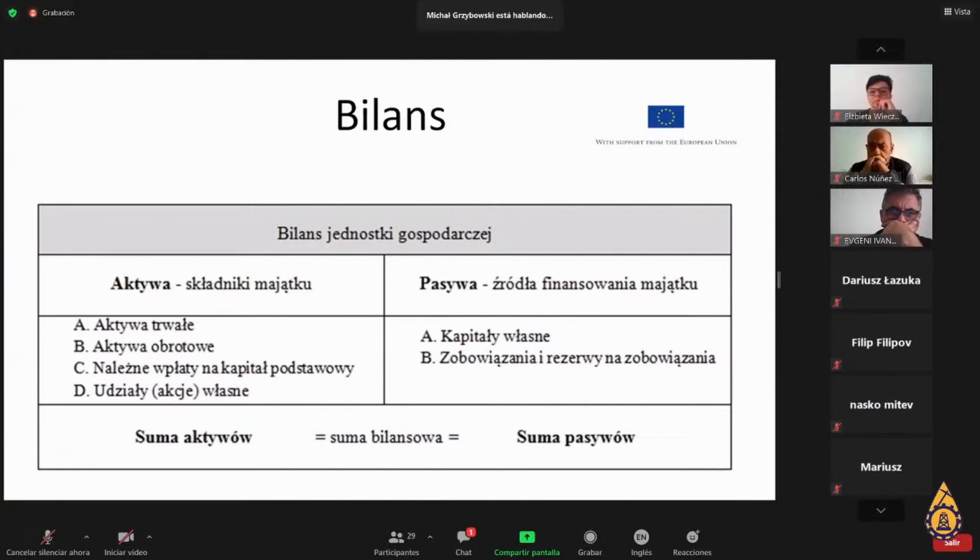On the left, we have assets such as fixed assets of buildings, warehouses, and so on. Then we have current assets. Current assets include receivables or payables from clients. So the money that is due to invoices that have been issued but have not been paid yet. And then there are the due payments, contributions towards the share capital and own shares of the company. So these are the assets, the resources that the company needs in order to operate.